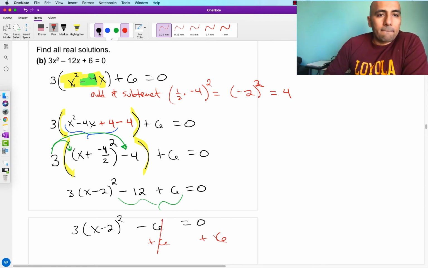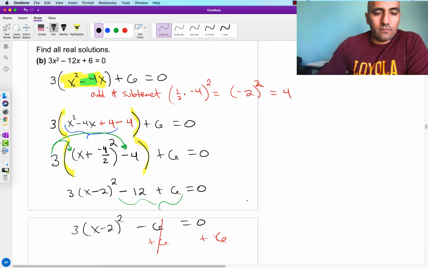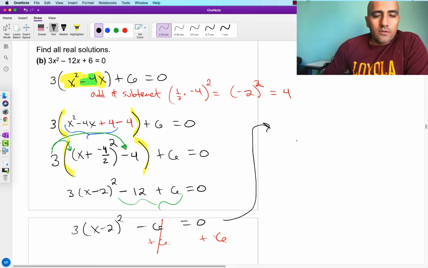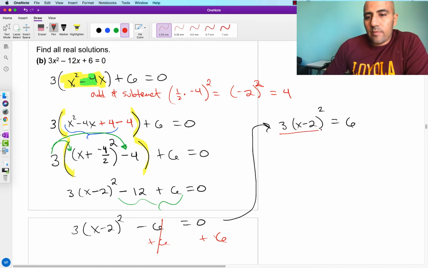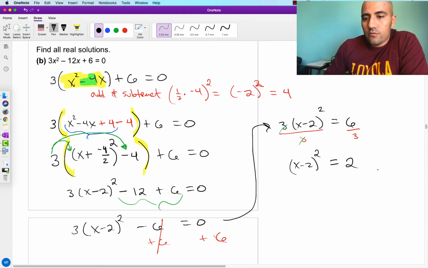These will cancel. So I'll be left with 3 times x minus 2 squared equals positive 6. I'm going to divide both sides by 3. Divided by 3, divided by 3. It'll cancel on the left-hand side. I'll be left with x minus 2 parentheses squared equals 2. And then we can use our shortcut, right?